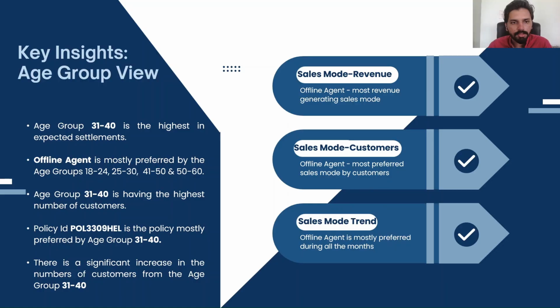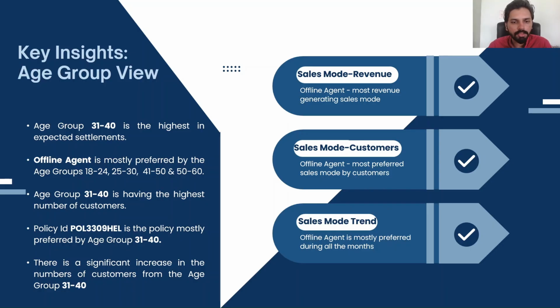So this is the last age group view key insights, and based on this, we can clearly see that 31 to 40 has the highest expected settlements rate, and also the offline agent is the most preferred by age groups 18 to 24, 25 to 30, 41 to 50, and 50 to 60.